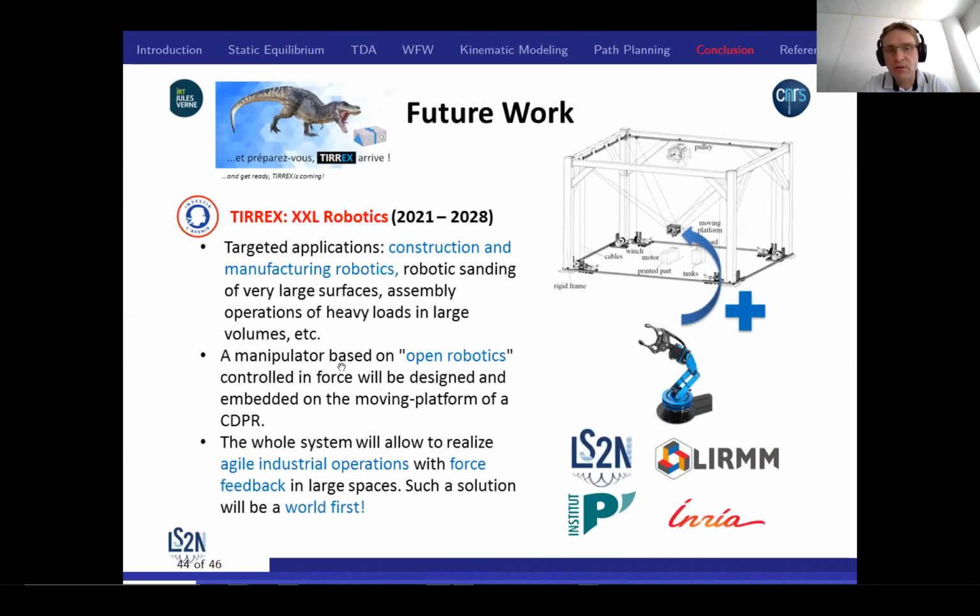And just for your information, this is also an invitation for you to join this project in the next few years. Here in France, we have just got this very large project named T-Rex accepted. This T-Rex is a national project, and it will start in December and will last until 2028. In the scope of this project, we will build 6 robotics platforms in France in different fields. And one of them is named XXL Robotics and will be located in Nantes.